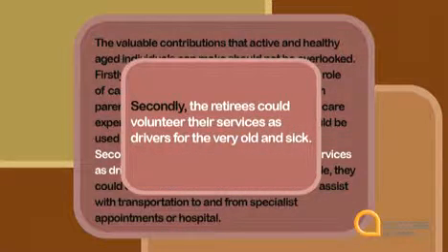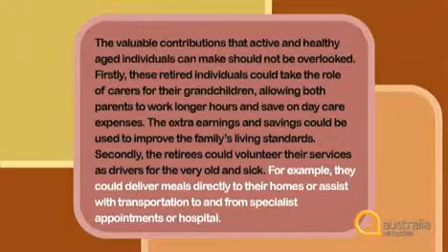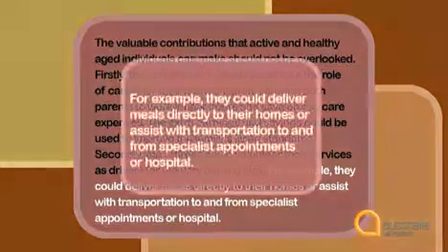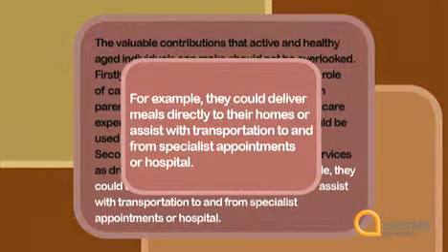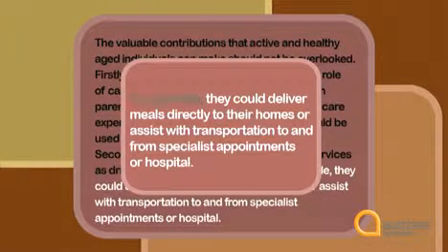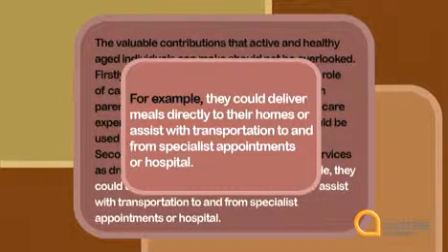Secondly, the retirees could volunteer their services as drivers for the very old and sick. To further develop the supporting ideas, the writer provides an example. For example, they could deliver meals directly to their homes or assist with transportation to and from specialist appointments or hospital. The sentence is logically related to what has just been said and linked by for example. This sentence is called a developing sentence.